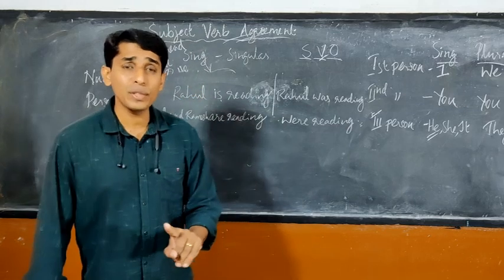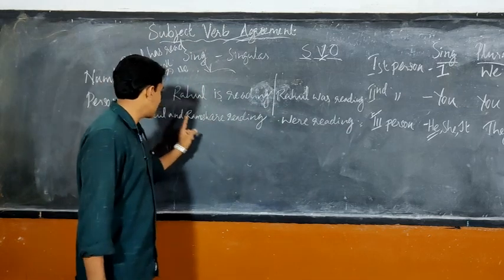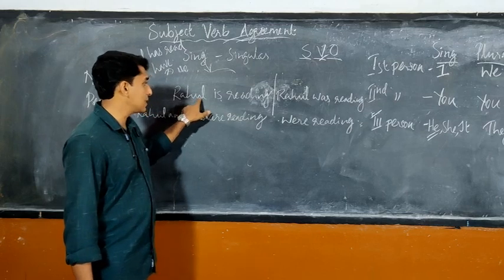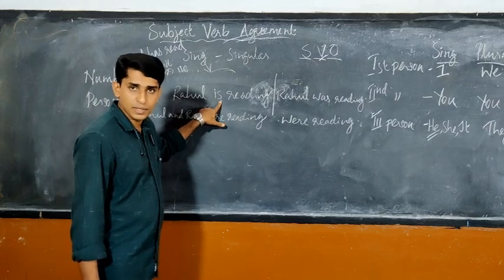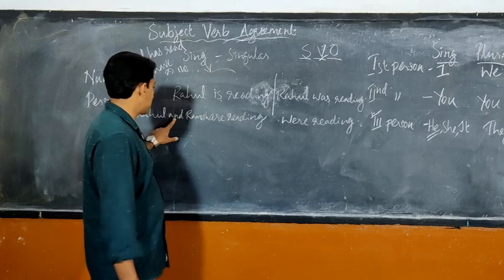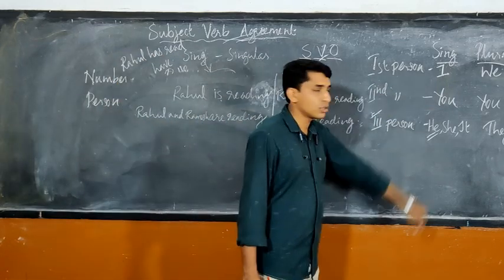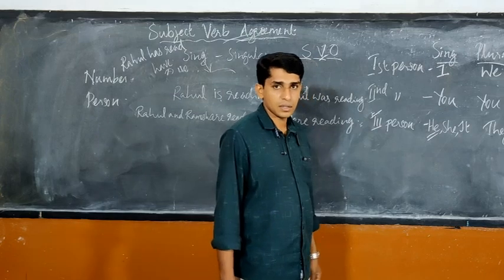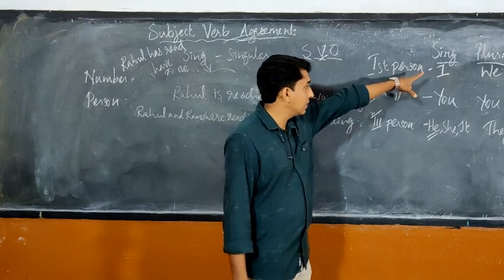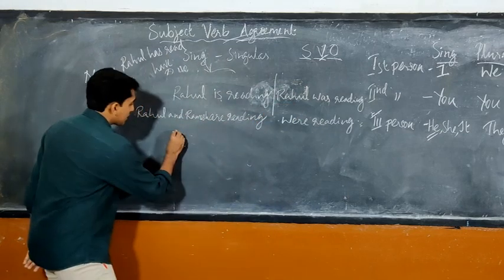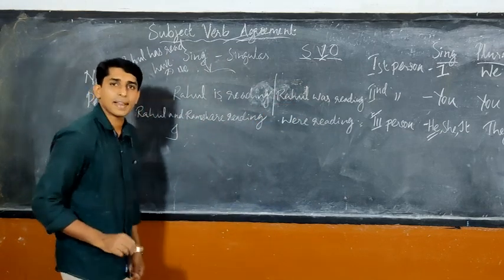I already told you the agreement is that whenever the subject is singular, the verb should be singular. Whenever the subject is plural, the verb should be plural. This is the easy method to know how it happens. But imagine, I always have an exception.